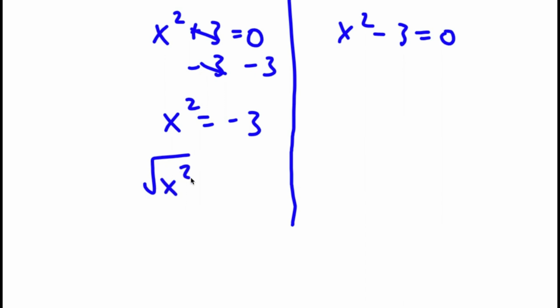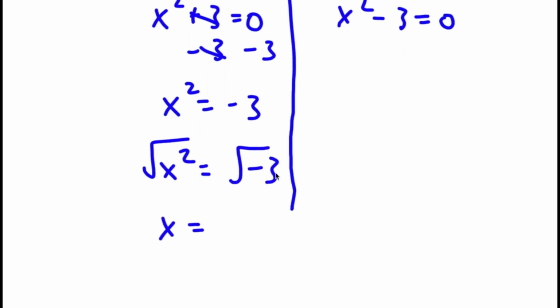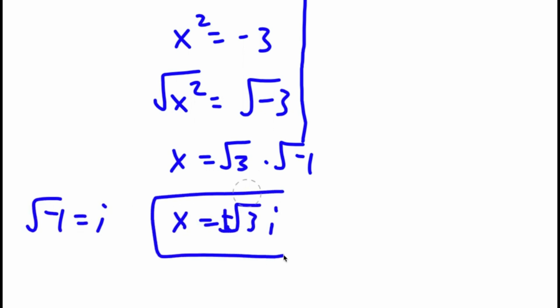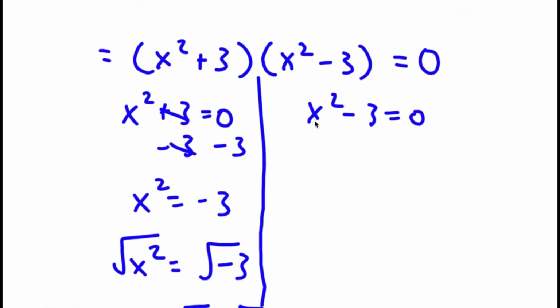Now if I take the square root on both sides, square root of x squared is x, and the square root of negative 3 is the same thing as the square root of 3 times the square root of negative 1. And the square root of negative 1 is equal to i. So now I have x is equal to square root of 3i. This is positive or negative. So those are two solutions.